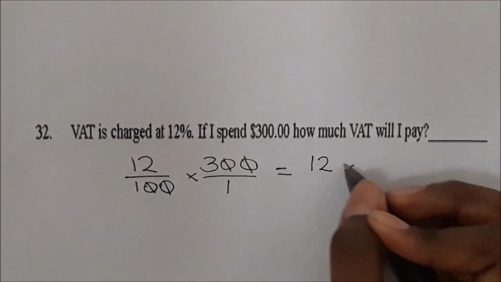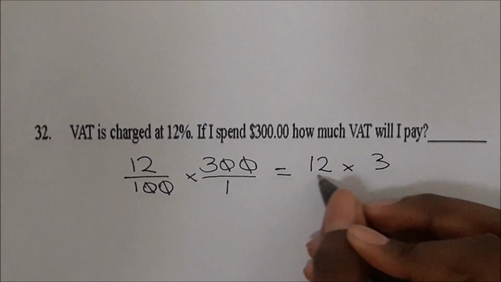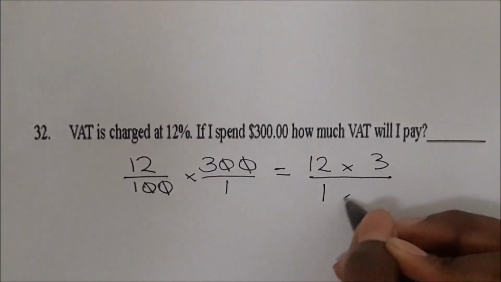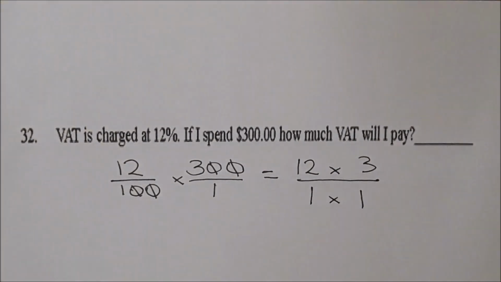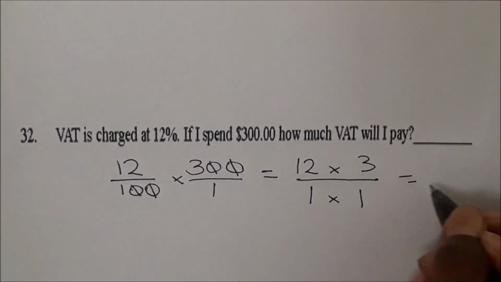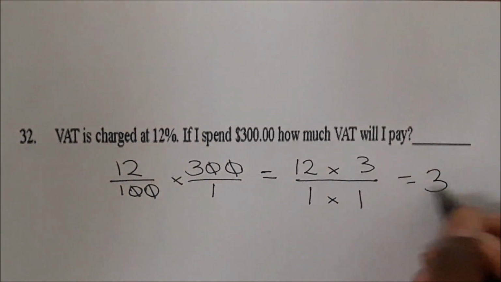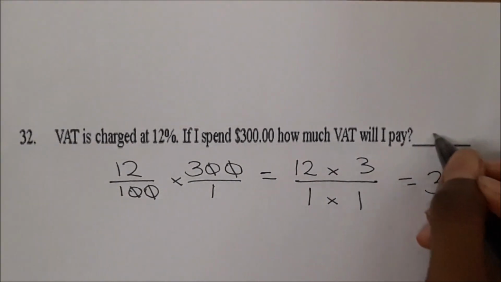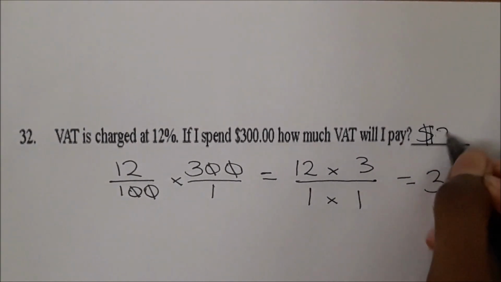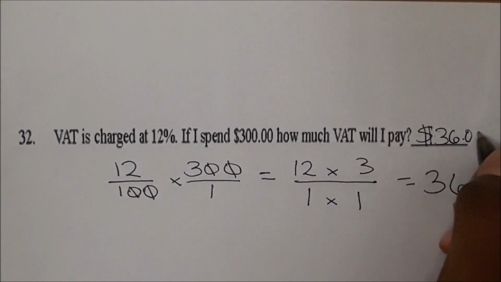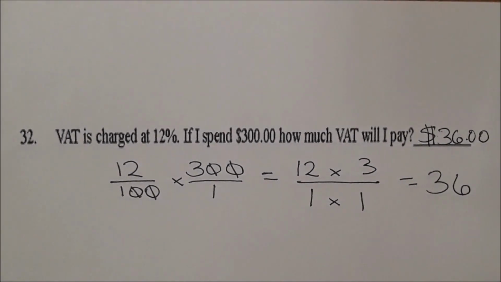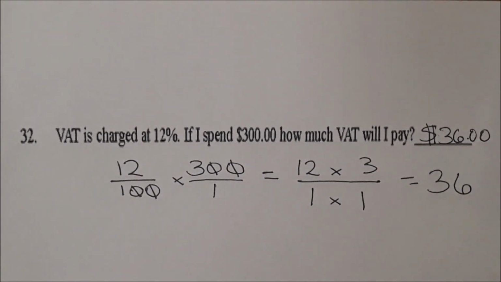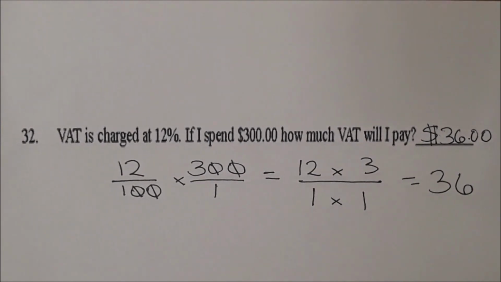12 times 3 over 1 times 1. And put the final answer. 12 times 3 is 36. Okay, so it's $36. Write it in. Very good. So 12% of $300 would be $36. That's the VAT you would be paying.